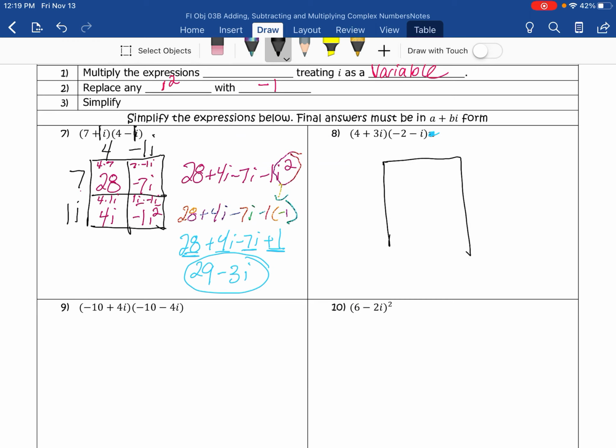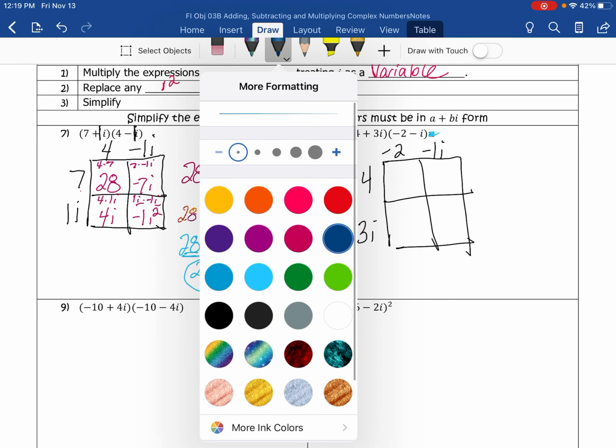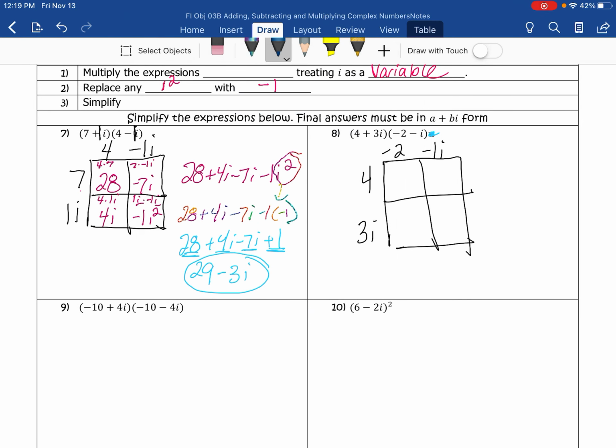So we'll do the same thing. I make a box. 4 plus 3i is here. Negative 2 minus 1i is here. So this is going to be negative 2 times 4, that's going to be negative 8. This is negative 1i times 4, and you don't have to write all of this, the work at the top. That's going to be negative 4i. This is negative 2 times 3i, which is negative 6i. And this is 3i times negative 1i. That's going to be negative 3i squared.